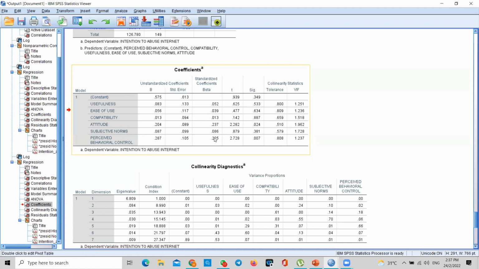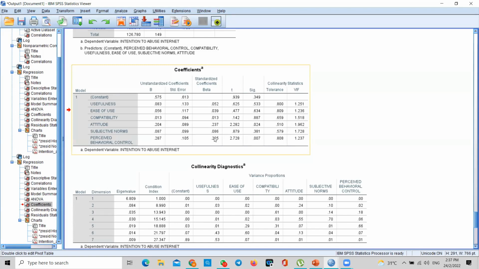If I use, for example, 400 data, the result will be different. And say out of these 6 variables, I got 5 significant, then I can rank them based on the beta value. Is that clear, everyone?